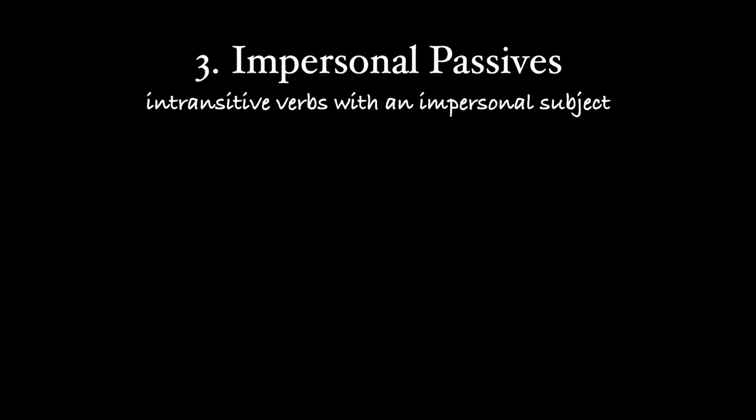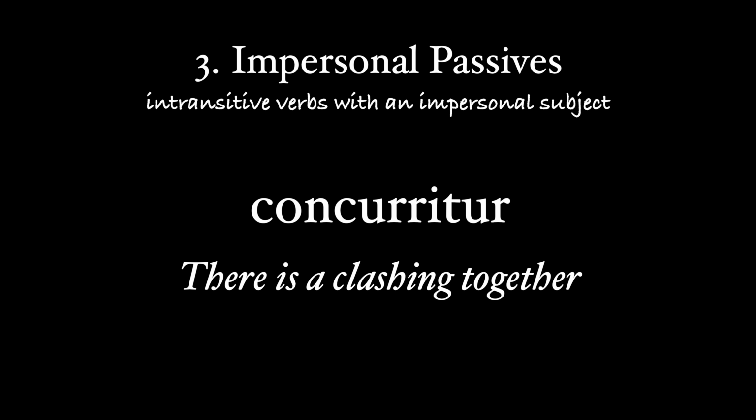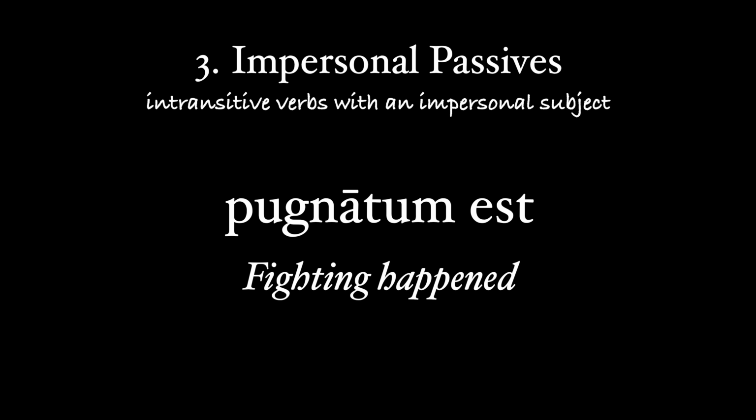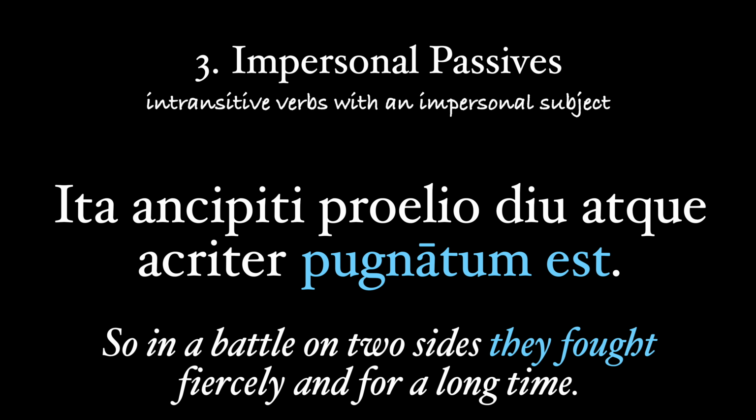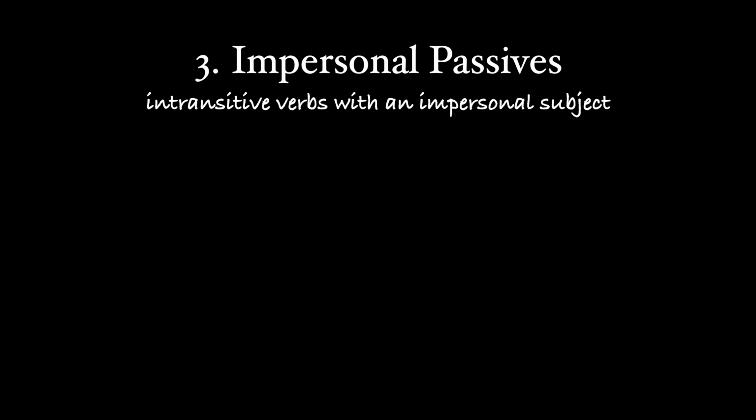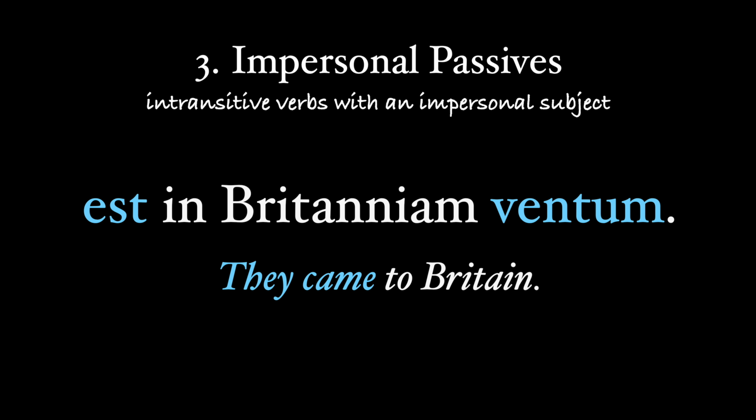Next, we have the so-called impersonal passives for intransitive verbs, that is, they don't take a direct object. Concurretur, there is a clashing together of soldiers. Pugnatum est, fighting happened, and in this example from Caesar's Gallic War, it was between the Romans and the Helvetians, so we might even translate this as they fought, as in they fought fiercely and for a long time. Diu atque acerter. And also there's ventum est, as in est in Britanniam ventum, also from Caesar, Book 4, where ships is clearly the logical subject. It's easiest to translate this as they, the ships, came to Britain.